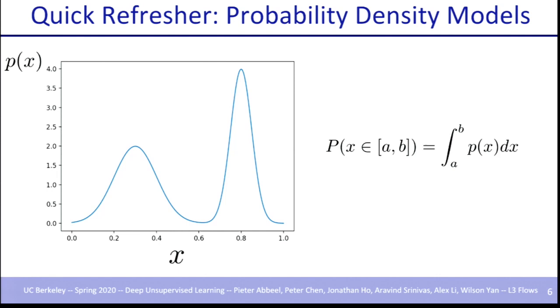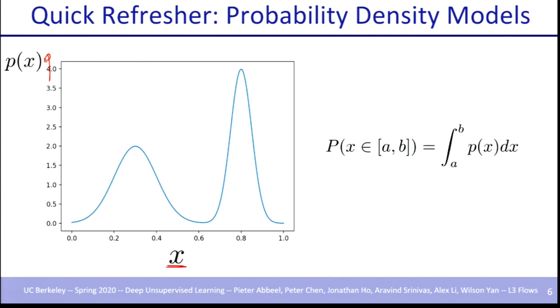So, quick refresher. What is a probability density model? The horizontal axis here is what a random variable x could take on, in this case, any value on the real line. The vertical axis is a probability density. And the thing, of course, with a variable that can take on any value in a continuous range is that you cannot assign a non-zero probability to any specific value, because then it'll add up to infinity, essentially. If you give every possible value a non-zero probability, it doesn't work out.